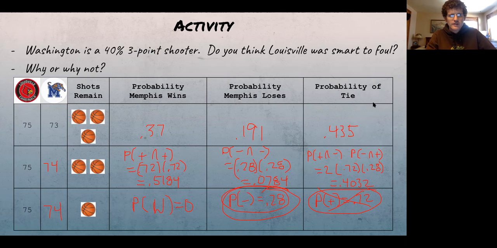So now the question, if we go back just up to here, that very first one, Darius Washington, the guy who was fouled, he was a 40% free throw shooter. So there's a 40% chance that he was going to make the shot and win the game. So was it smart for Louisville to foul?